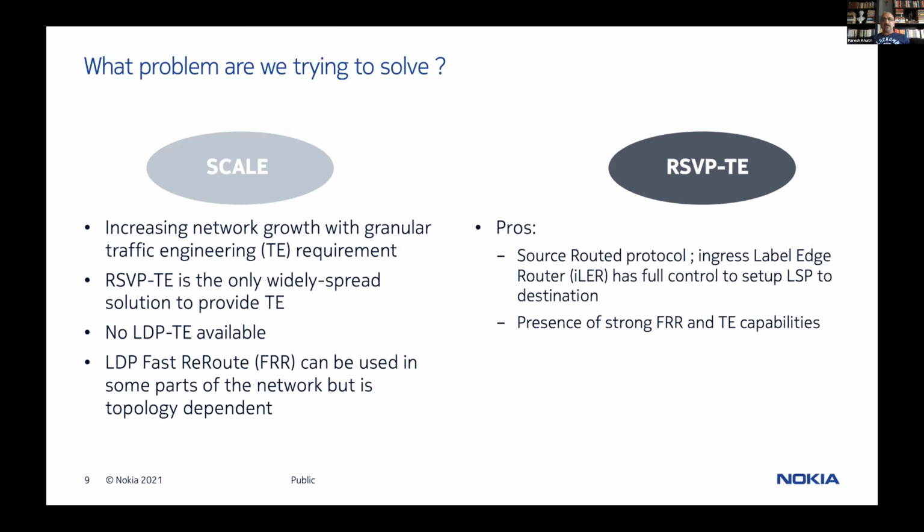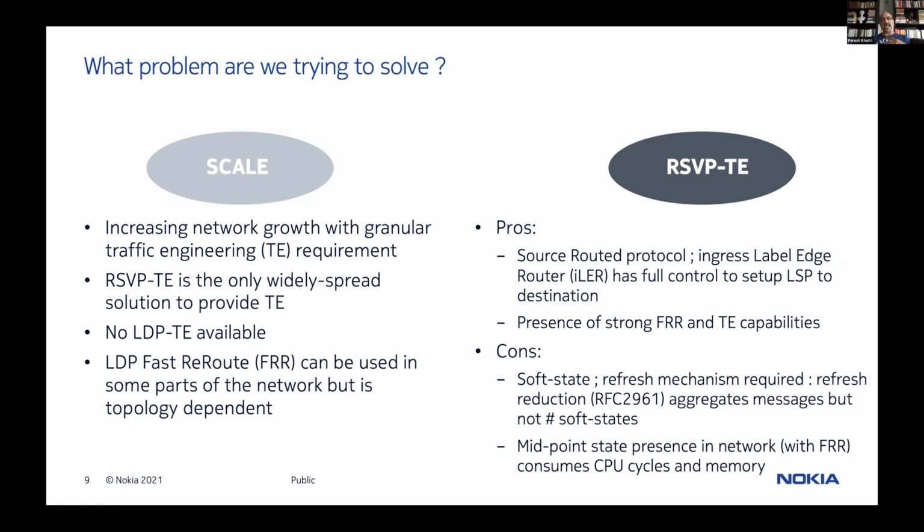Now, as we said, RSVP-TE has been successful. It's been out there for 20 plus years. The thing about RSVP-TE is also that it is a source routed protocol, and we haven't had any issues with that. It's source routed because the path is signaled by what we call the ingress router or the head end router, in traffic engineering parlance. And this ingress router has the complete ability to settle the path all the way to the egress. It's got very strong fast reroute capabilities and traffic engineering capabilities as well.